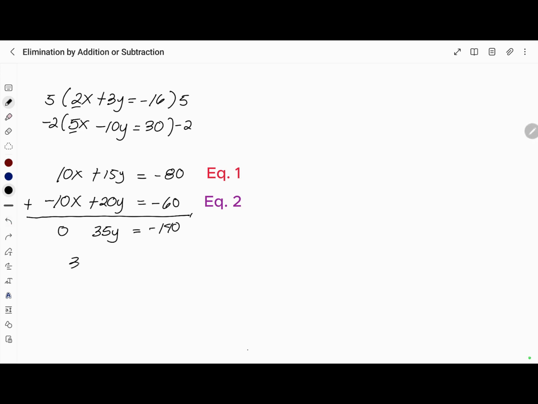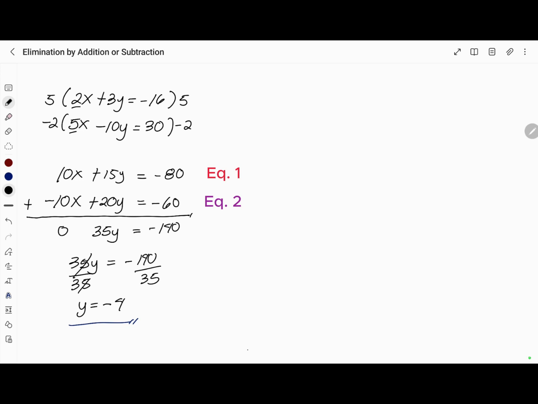35y equals negative 140. To get the value of y, we will divide both sides by 35. Negative 140 over 35, that is equivalent to negative 4. And that is our y.